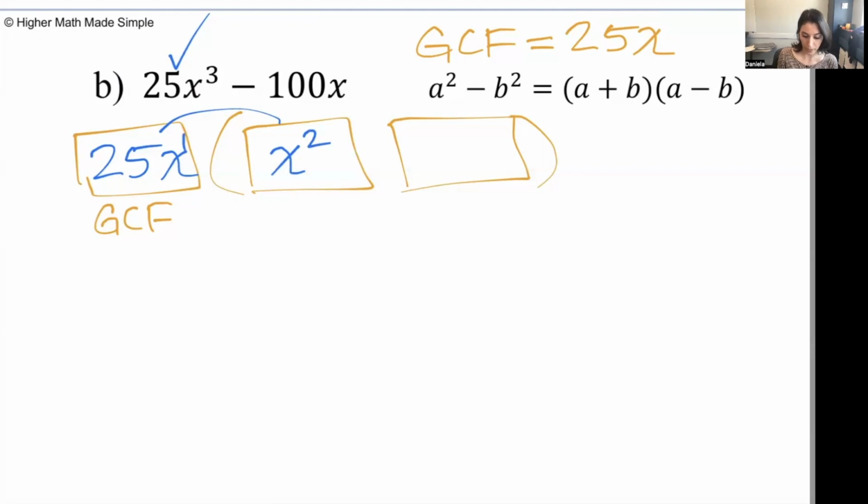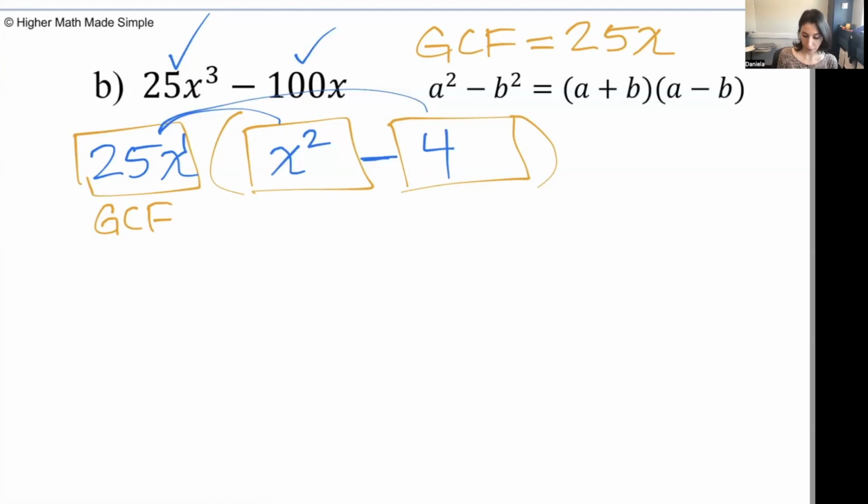This is to the first power. And then 25x times what gives me that negative 100x? Well, a positive times a negative gives me a negative, so I'm going to need a minus there. And then 25 times 4 would give me 100. Now, should I add an x there? No, because we already have an x. We don't need another one. So that would just be 25x times x squared minus 4.